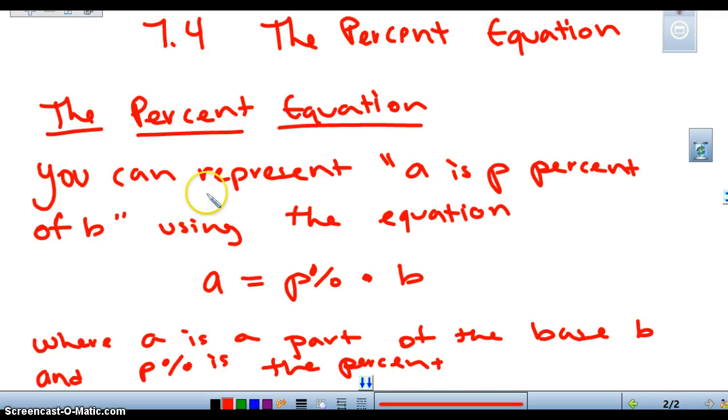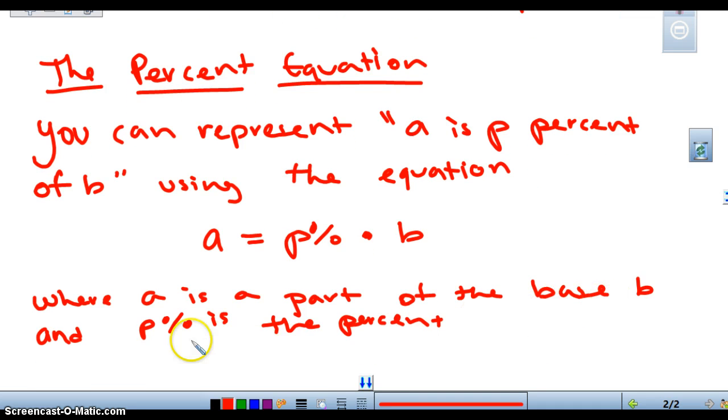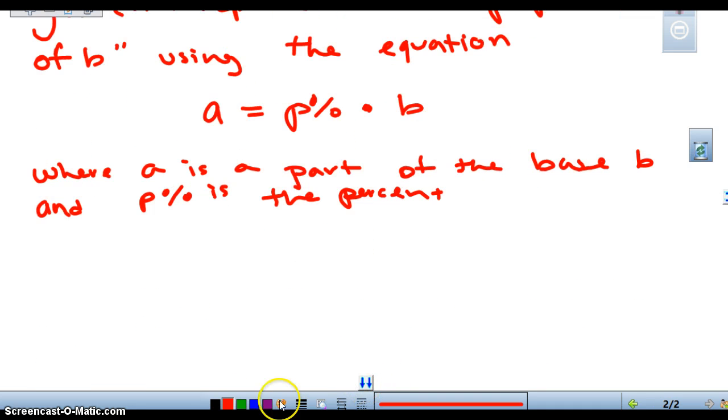The percent equation. You can represent "A is P% of B" using the equation A equals P% times B, where A is a part of the base B and P% is a percent. So let's try a problem.